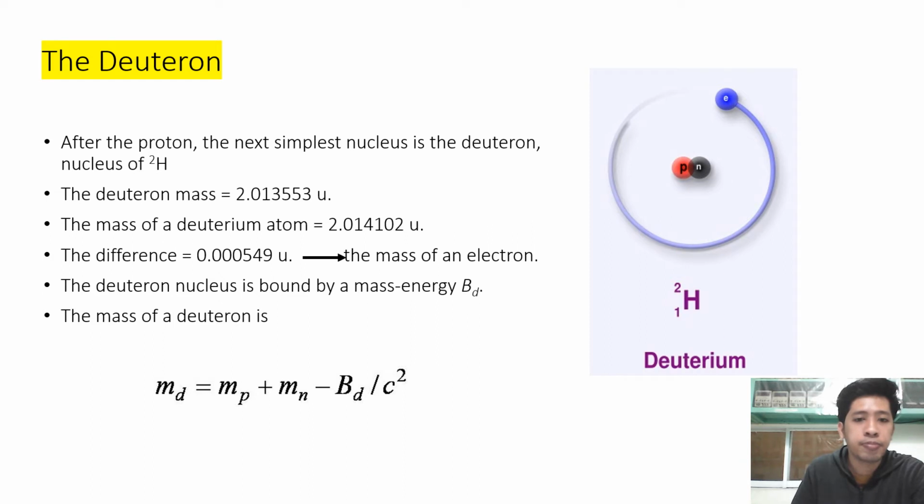And the deuterium nucleus is bound by the mass energy BD. The mass of the deuterium can be determined from this one here. You have your MD is equal to MP, the mass of your proton, plus MN, the mass of your neutron, minus BD, which is the mass energy, divided by c squared, the speed of light. So that's how you can determine the mass of the deuterium, or the deuteron.